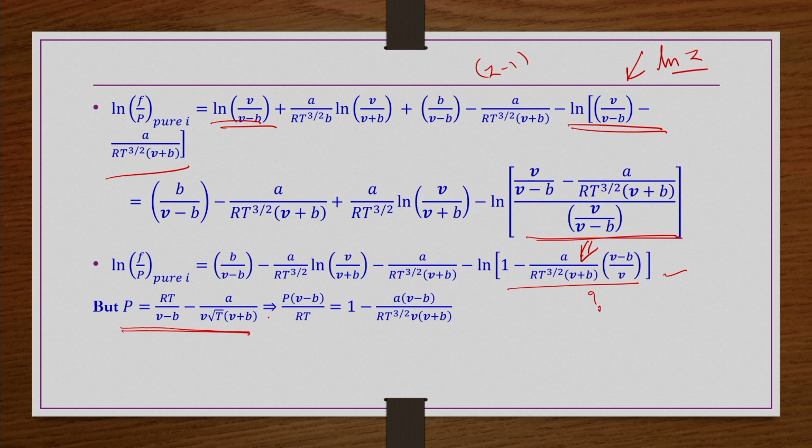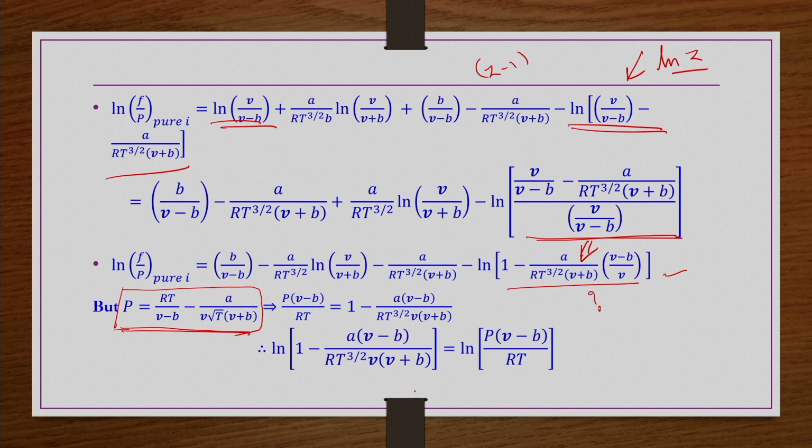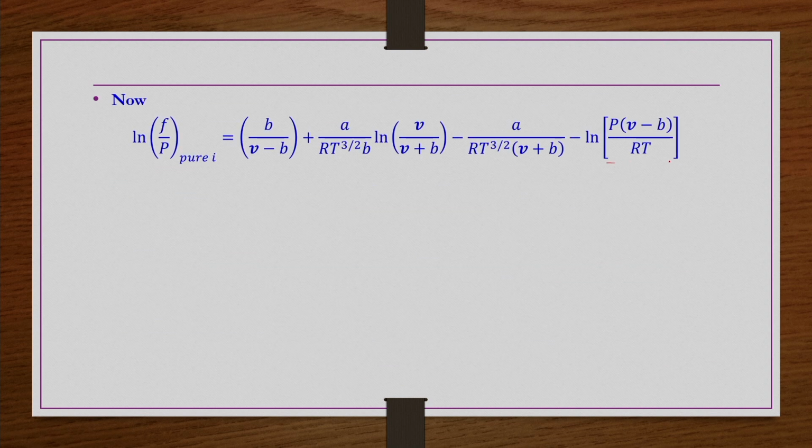So, this equation, if I rearrange, this is the Redlich-Kwong equation of state for a pure component, it is given. If I rearrange this equation, P multiplied by V minus B over R T, then I will get this one as 1 minus A multiplied by V minus B divided by R T power 3 by 2 V plus B, which is nothing but this ln term. So, in place of ln of this term, I can write ln of P V minus B by R T. So, that I will be doing here in the next step. So, in place of that particular term, I am writing P V minus B by R T here.